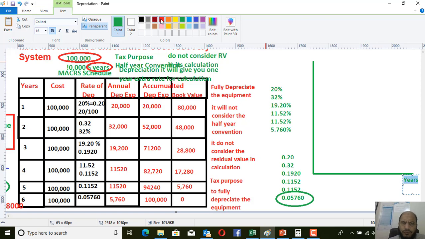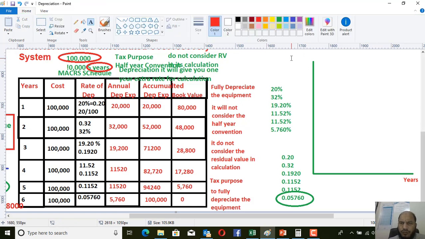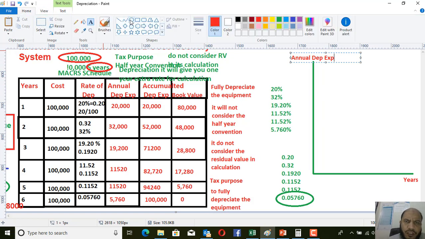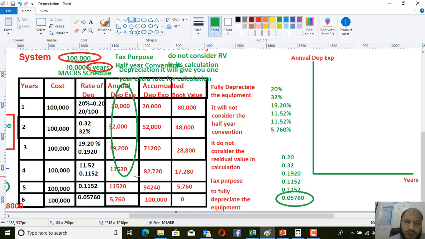and here we will show, dear students, the annual depreciation expenses. So you should see the annual depreciation expenses column and find where the highest value is. This is the annual depreciation expenses column. Here, if you see, the highest value is 32,000. So we should make the amount over here equal to 32,000.